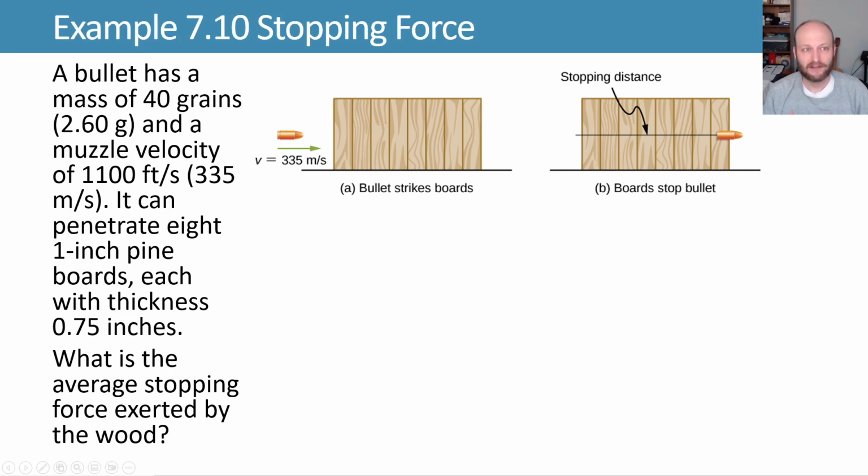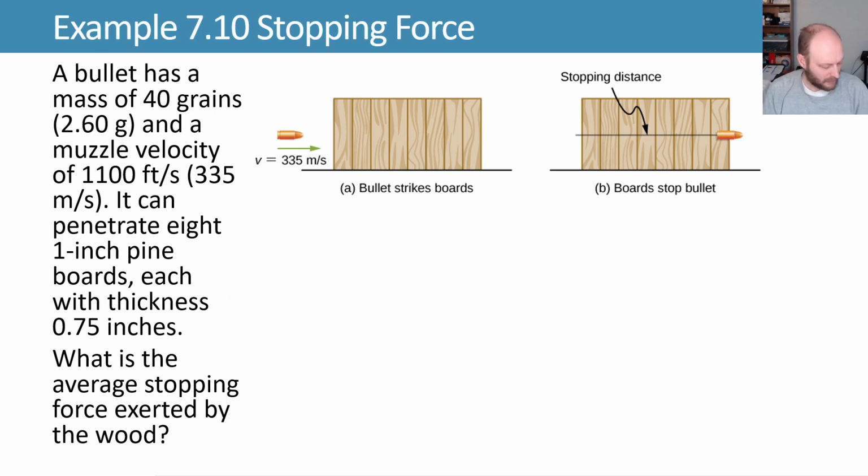Let's figure out the average stopping force of some planks of wood. Here we consider a bullet traveling with a certain velocity, 335 meters per second, penetrating 8 1-inch pine boards, each with a thickness of 0.75 inches.